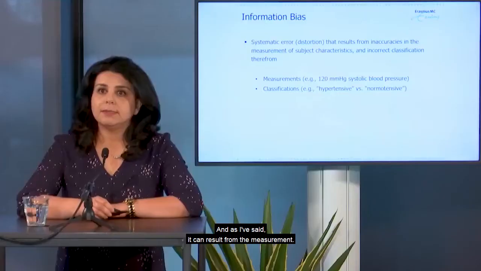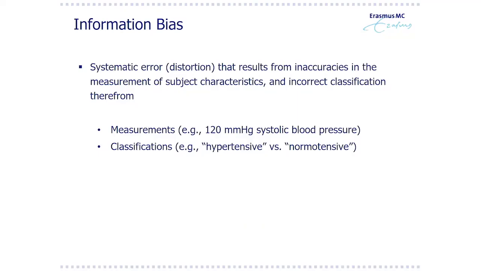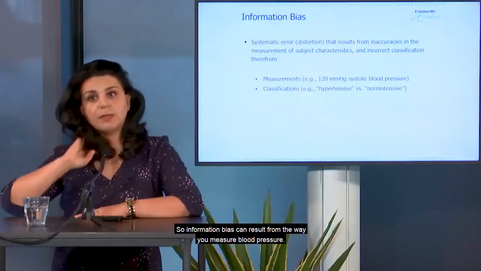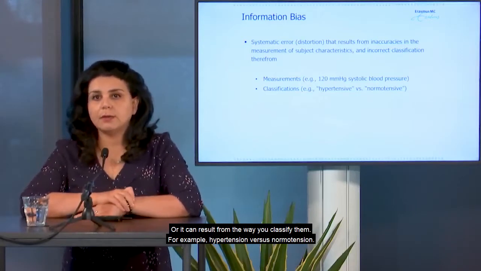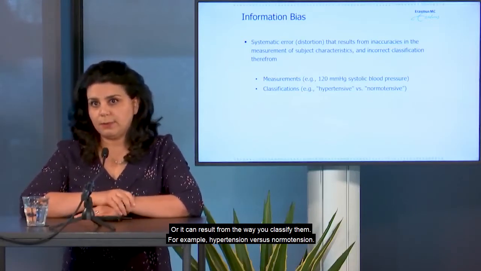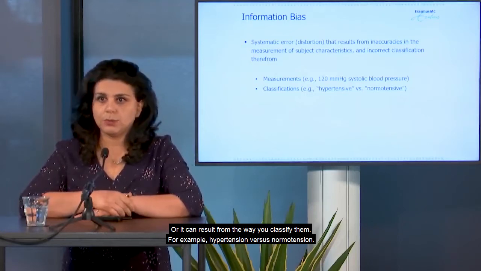And as I said, it can result from the measurement. Think about you're measuring blood pressure, for example, for your study. There can be some degrees of error in your measurement. So information bias can result from the way you measure the blood pressure, or it can result from the way you classify them. For example, hypertension versus normotension.